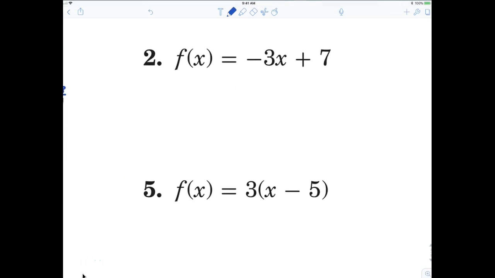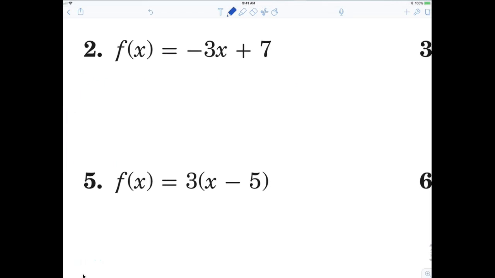All right, here we go. Question number 2. So again, I want you to write it: y equals negative 3x plus 7. First step is to do what? Switch x and y. So x equals negative 3y plus 7.